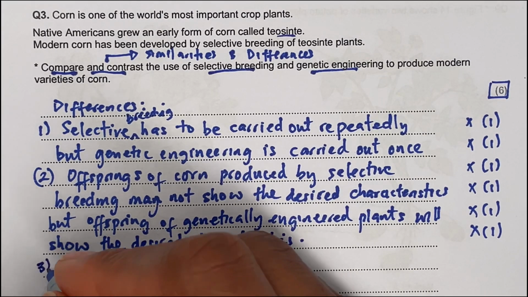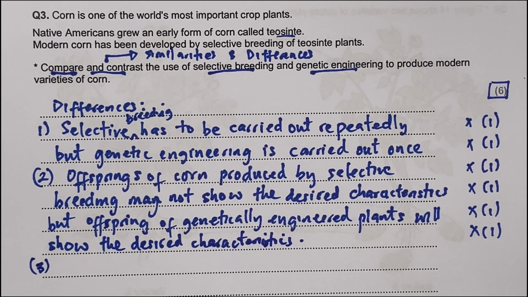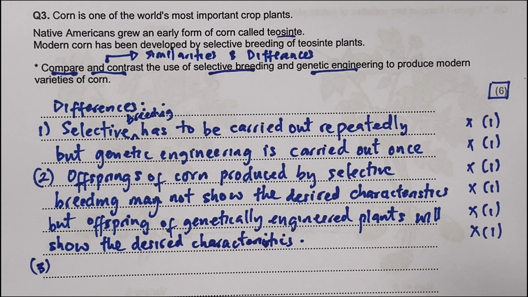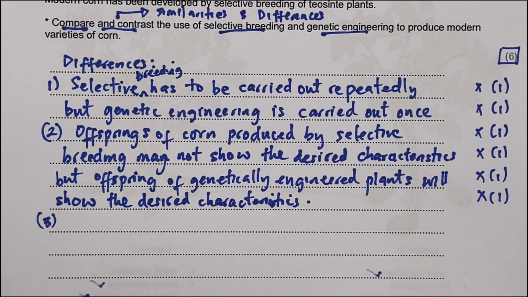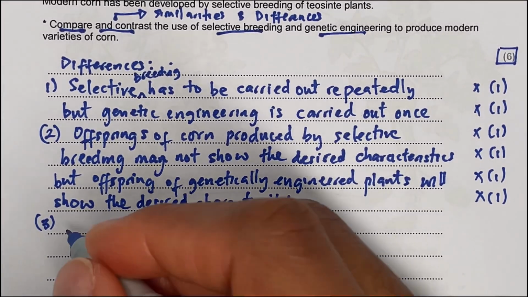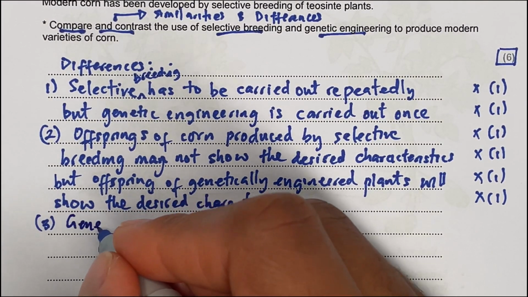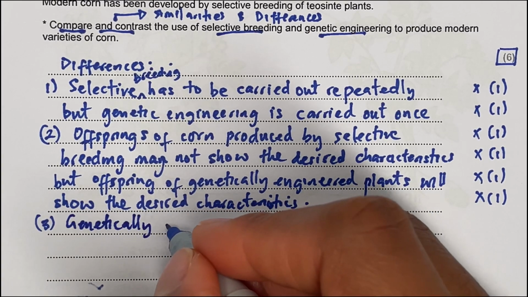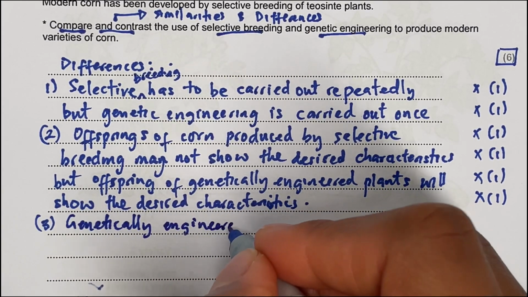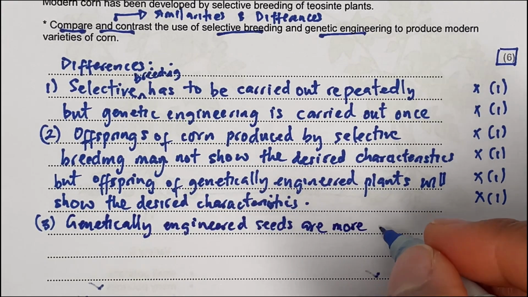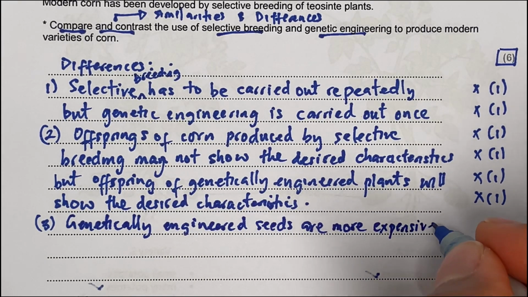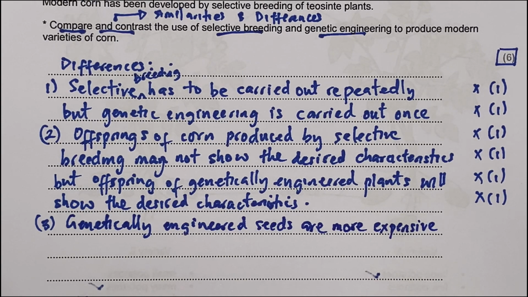What other difference do I know before I move on to similarities? If I have to carry out genetic engineering, I know I have to alter the genes. That tells me that it would be very expensive. So genetically engineered seeds are more expensive because I have to use specialized equipment to alter the genes.